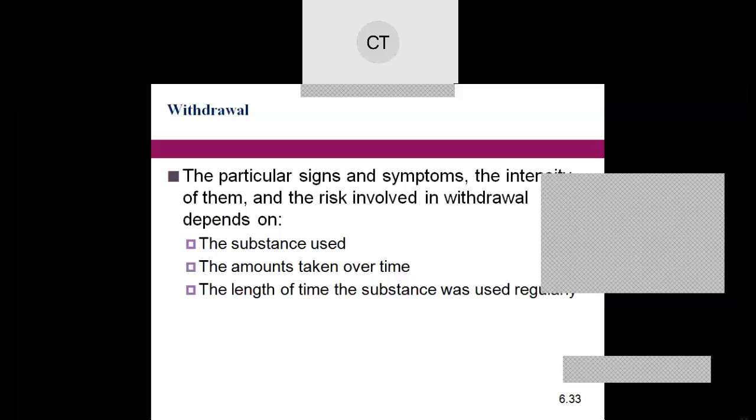And what is withdrawal? There are various withdrawal symptoms depending on the drugs used. If it is alcohol, you can have tremors. If it is opioids, you can have severe pain. Cannabis, normally no withdrawal symptoms. So withdrawal symptom is just the opposite of the effect. Sometimes withdrawal symptoms may continue for a long time, depending on what type of drug is used, how long it has been used, and the amount of drug used.